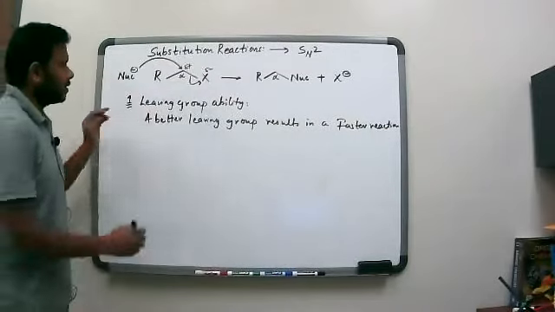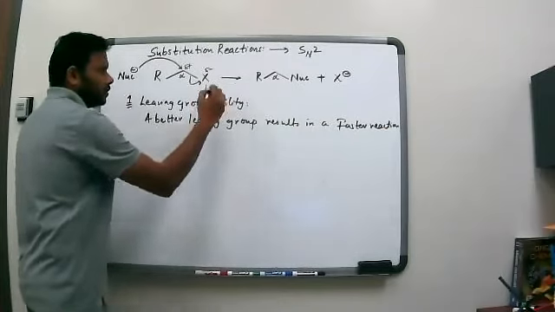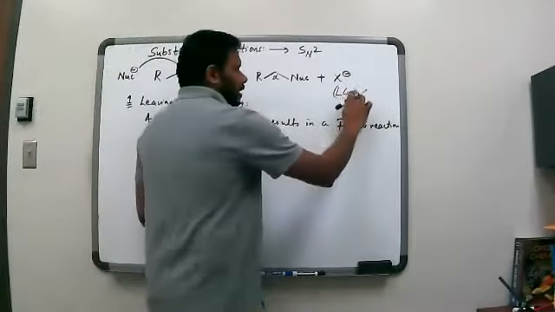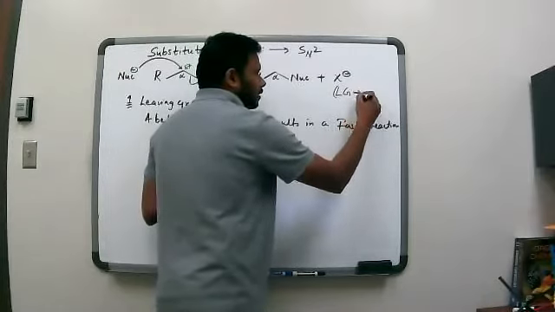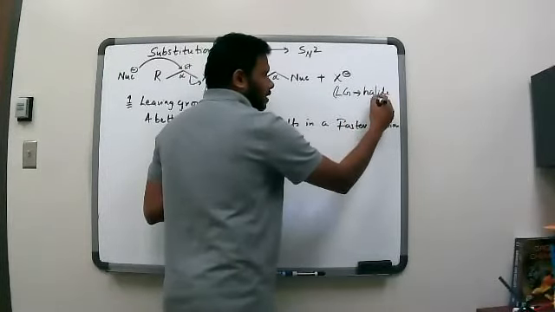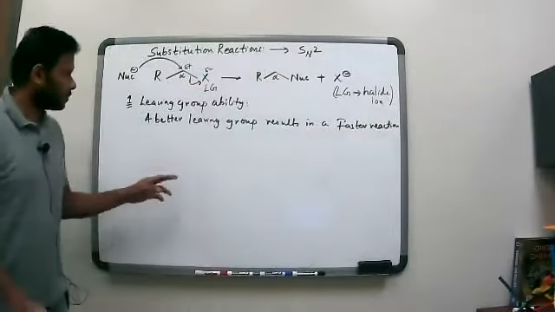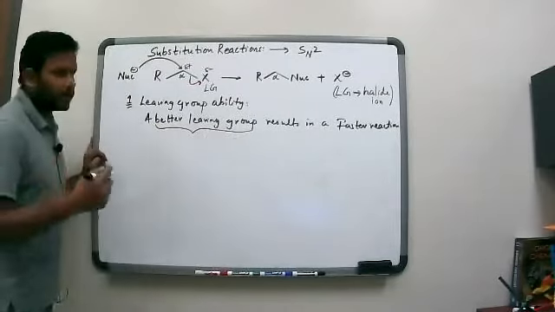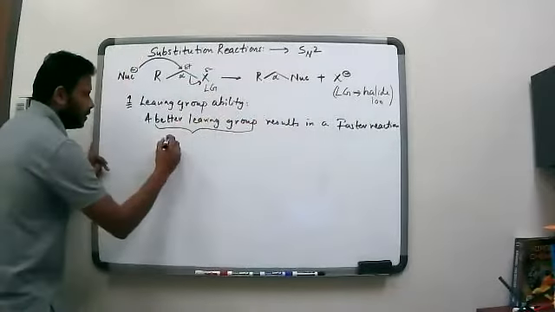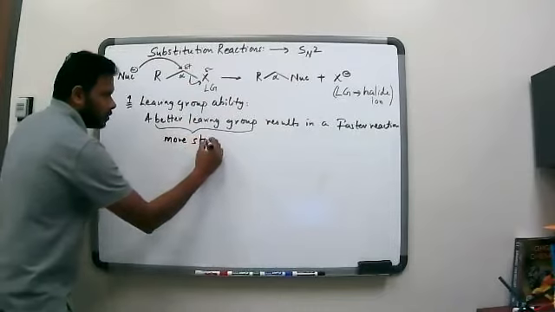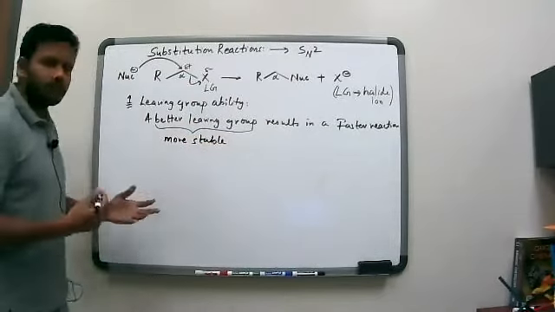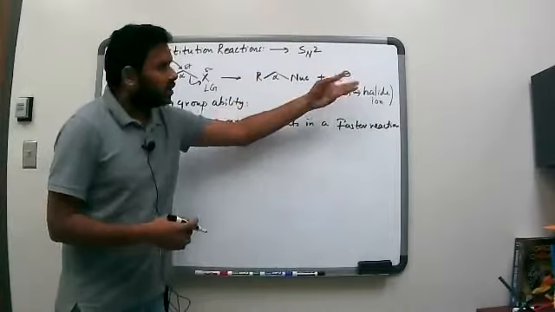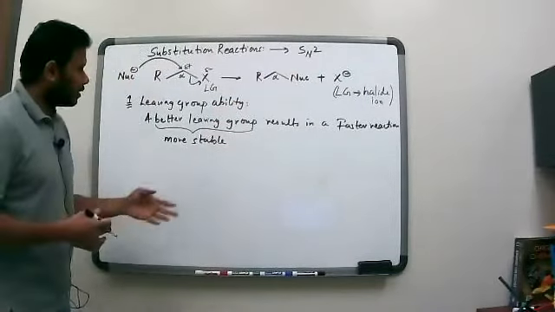What you have to realize is our leaving group is this halogen, and after the reaction, the leaving group ends up as a halide ion. You could think about it this way: it would be a better leaving group if it is relatively more stable. When comparing, a more stable leaving group is a better leaving group because once it leaves, it is a stable species.